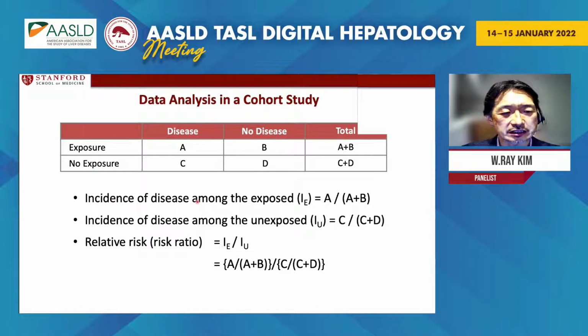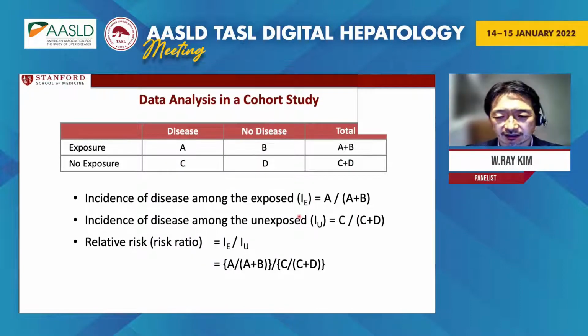So the incidence of disease among the exposed, let's say IE, is A divided by the total. So everybody with hepatitis B, some developing HCC, the incidence will be number of HCC divided by all with hepatitis B. The incidence of disease among the unexposed here is C divided by C plus D, same thing. Among those without hepatitis B exposure, some will develop HCC. So incidence here will be C divided by C plus D.